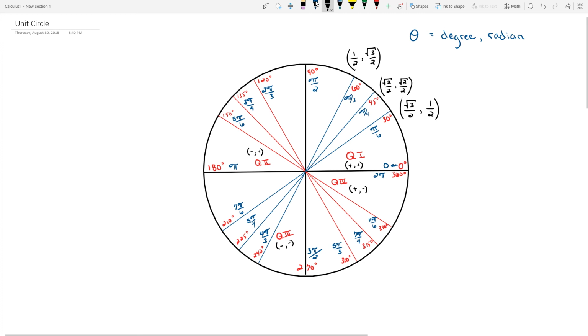And of course, at 90 degrees, 180, 270, 360, or 0 degrees, that's really simple. Anytime that x is at 1, then sine theta is going to be 0. At 90 degrees, we would say that when cosine, or x, is at 0, then sine theta is 1. At 180 degrees, it's just the opposite. It's going to be -1 and 0. And at 270, it is simply going to be 0 and -1 for sine theta.